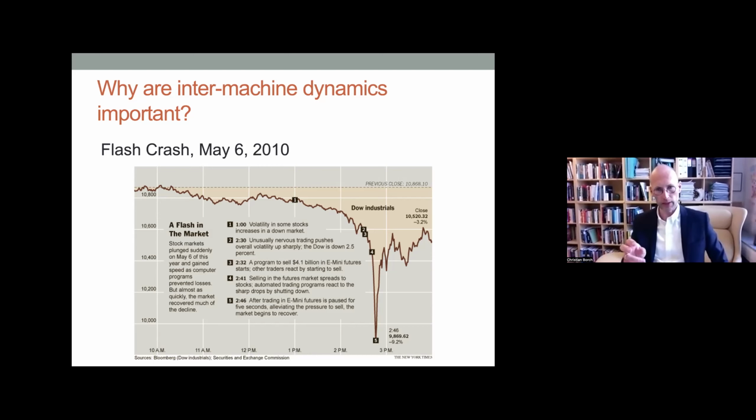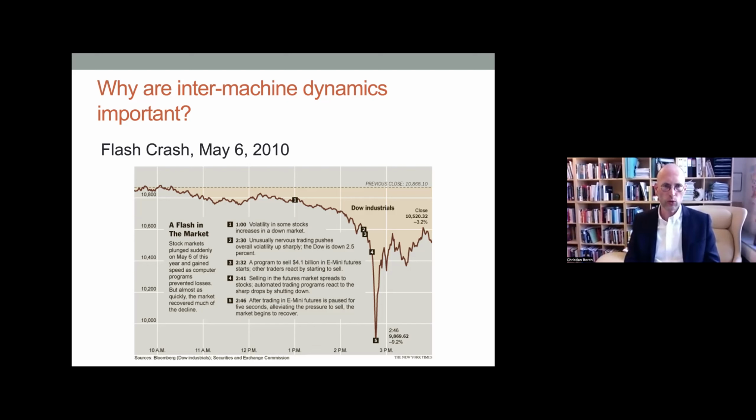But I mean, there's nonetheless general consensus, as I said earlier, that what happened was that it was the interaction dynamic between these algorithms that triggered the dramatic drop in the prices. So this is one example of what might happen once machines start to interact with one another.